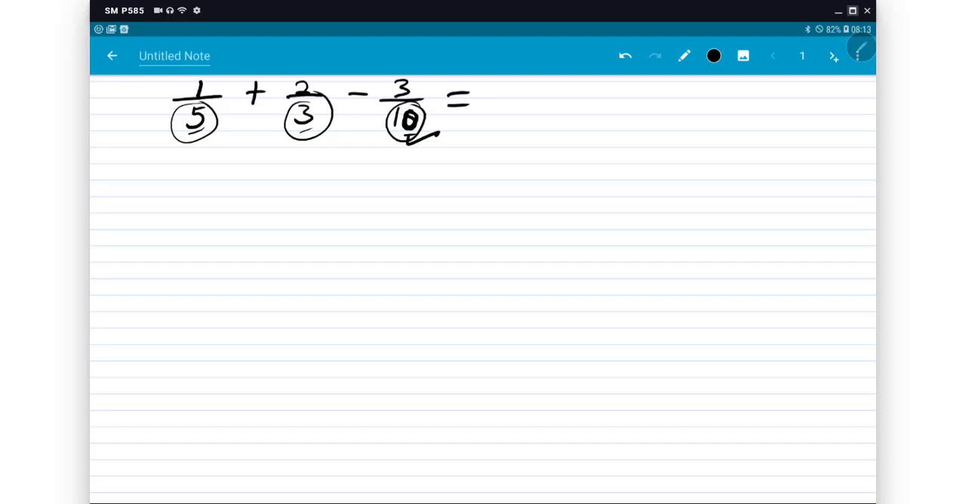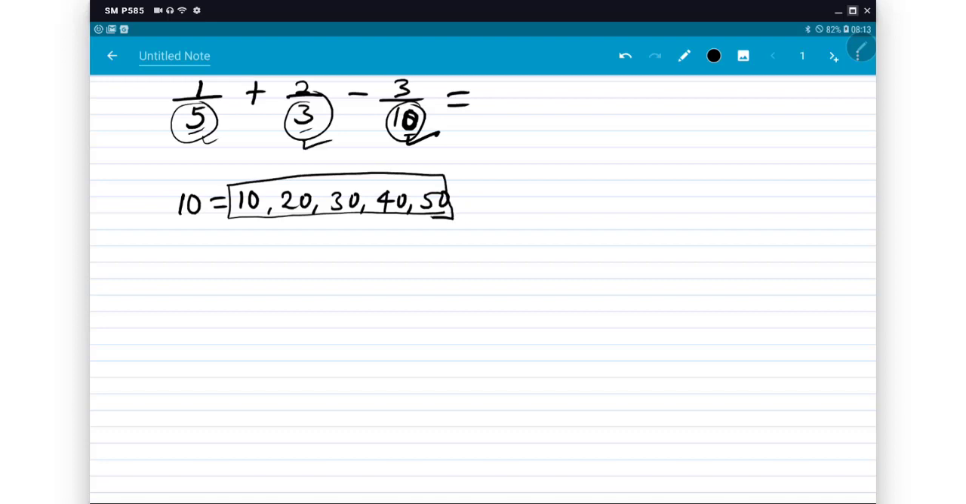Now I will just write some multiples of 10, that's 10, 20, 30, 40, 50. Among these numbers, which is the first one that 5 can divide, 3 can divide, and 10 can also divide? Is it 10? No, because 3 cannot go into 10. Is it 20? No, because 3 cannot go into 20. Is it 30? I think so, because 5 will divide 30, 3 will divide 30, and 10 also divides 30. So the LCM will be 30.